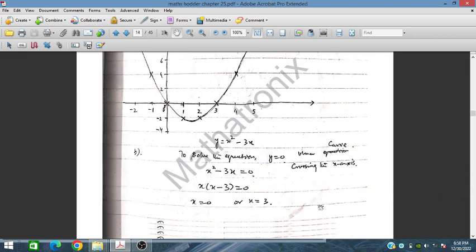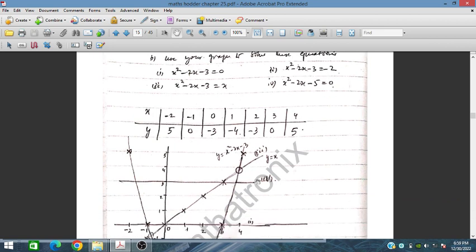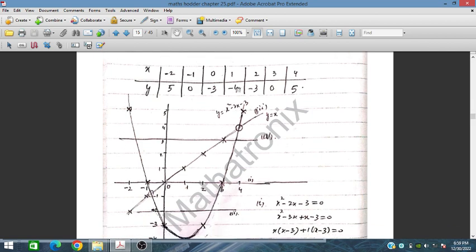Now question number 2 is the same, and now we are going to solve question number 3. Draw the graph y is equal to x square minus 2x minus 3 for the values of x from minus 2 to plus 4. Use your graph to solve these equations. So we have to draw the graph by substituting values from minus 2 to plus 4. All x values are here, and the corresponding y values by substituting the values of x in this equation, and we have plotted these x and y on this graph. So this parabolic shape is obtained.